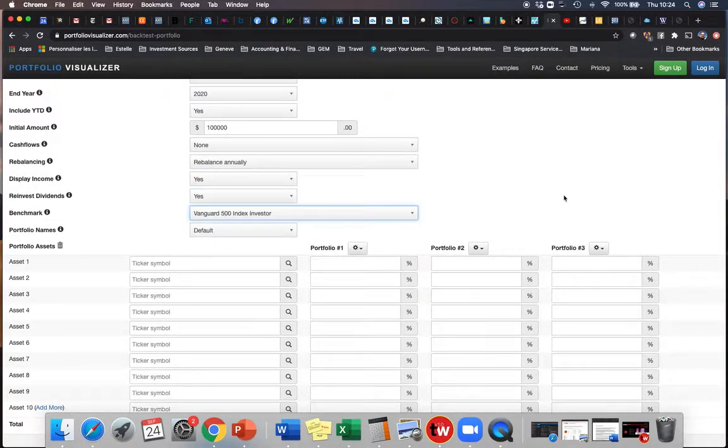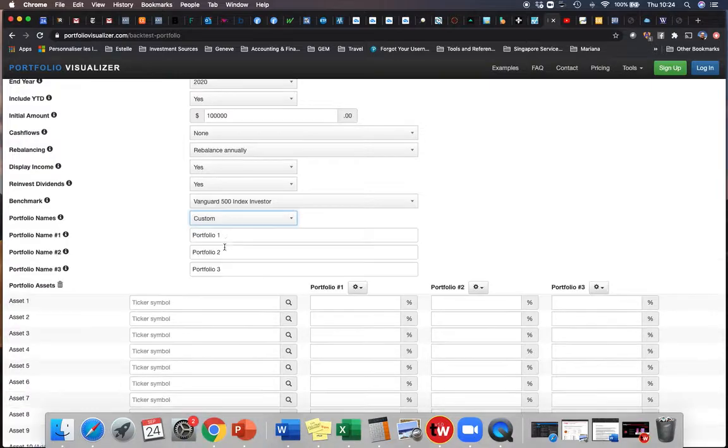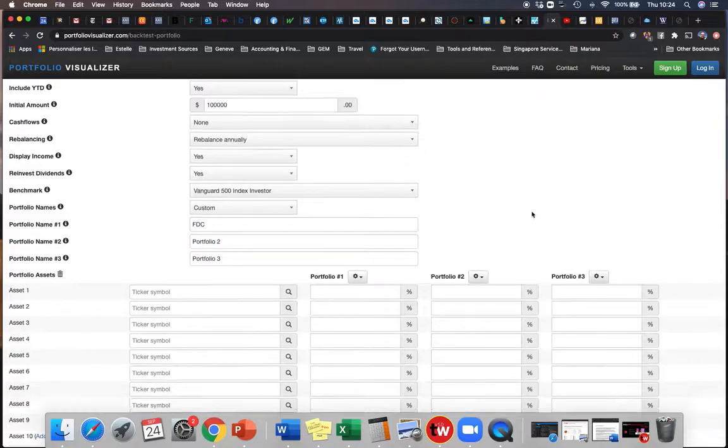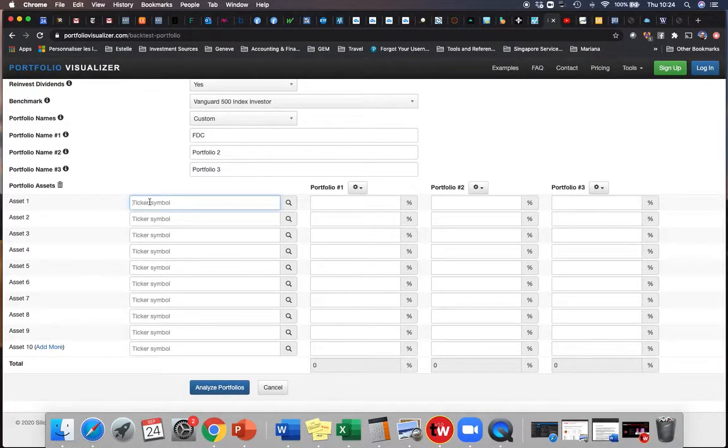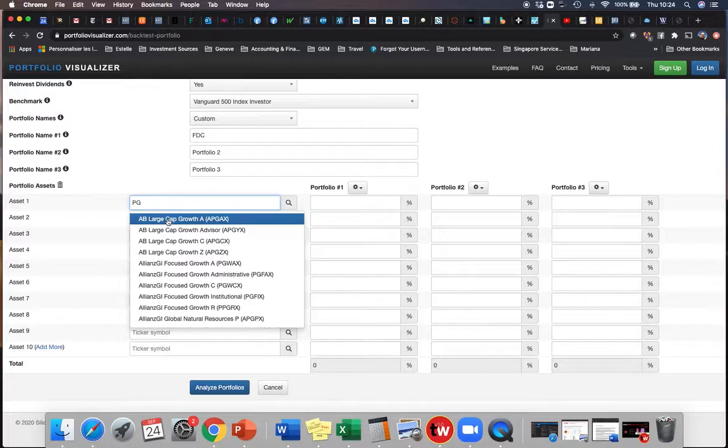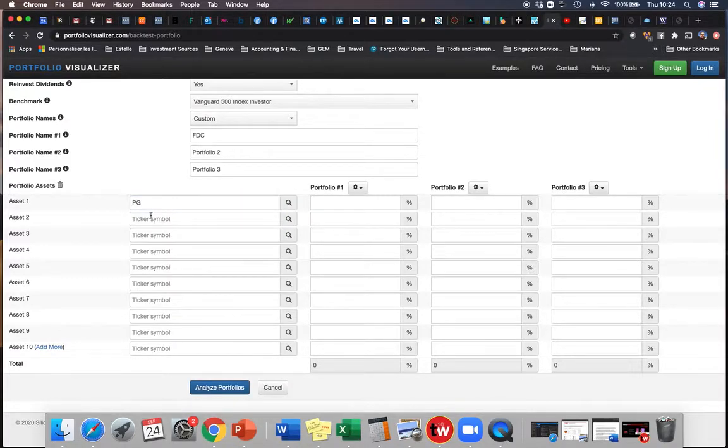I'm going to include my benchmark. I'm going to use the S&P 500, represented by the Vanguard 500 Index Investor. And here you can customize with your name, so I'm going to put my name here. All right. Now I am going to populate the symbol tickers with the stocks I have in Stock Track: Procter & Gamble, AT&T, Disney, Apple, and Square.